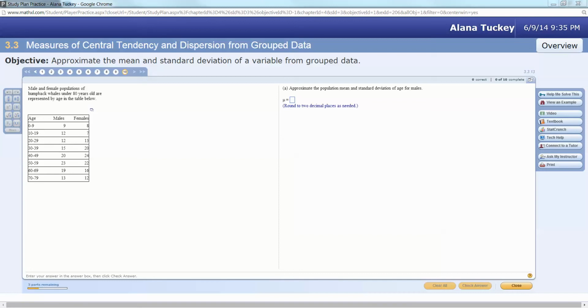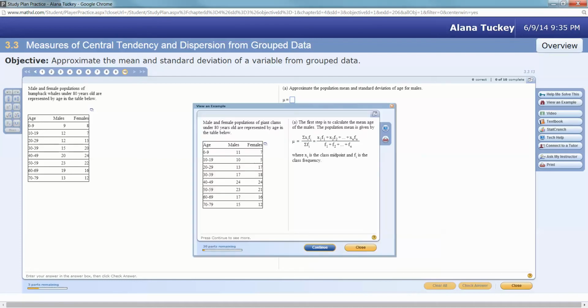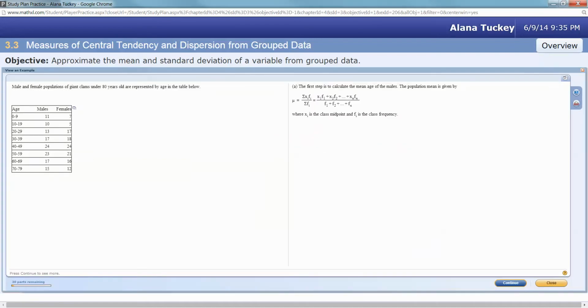I received a question about this problem, which is 3.3, number 13 from the study plan. We have to do all sorts of stuff here. We're going to have a bunch of different ages for male and female populations under 80 years old. And we have males here and females here, and we're going to have to find the mean and the standard deviation for each group. So I'm going to pull up a sample problem that's very similar to this.